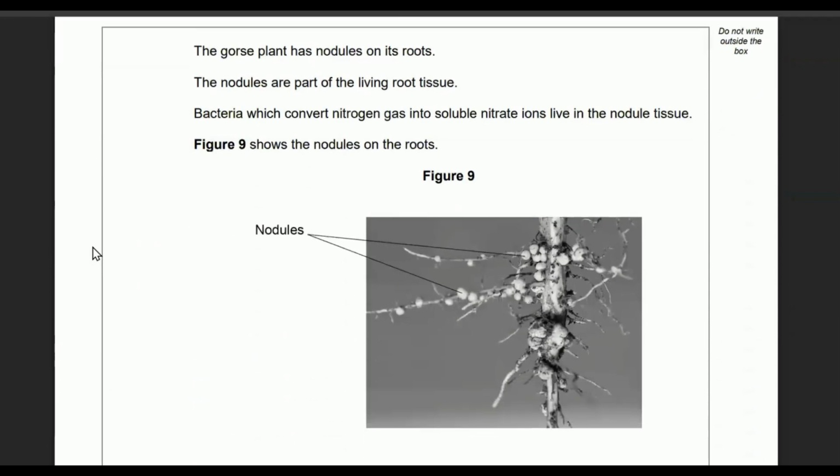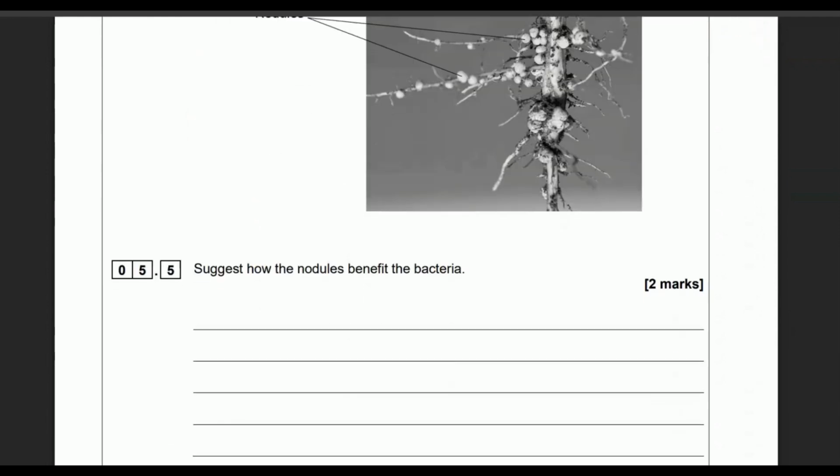Right, the gorse plant has nodules on its roots. So these are the roots, and these little balls are the nodules. The nodules are part of the living tissue. Bacteria which convert nitrogen gas into nitrate ions live in the nodule tissue. So there's bacteria living there that take nitrogen gas from the air and convert it into nitrate ions. Suggest how the nodules benefit the bacteria.